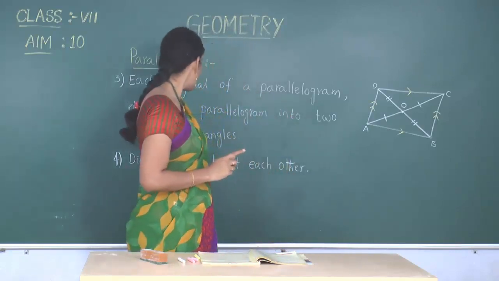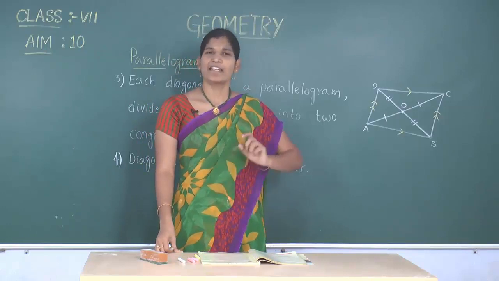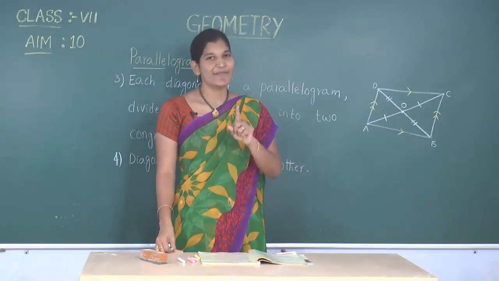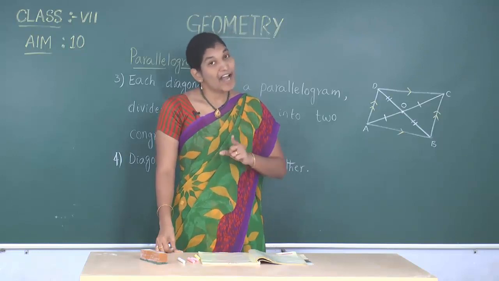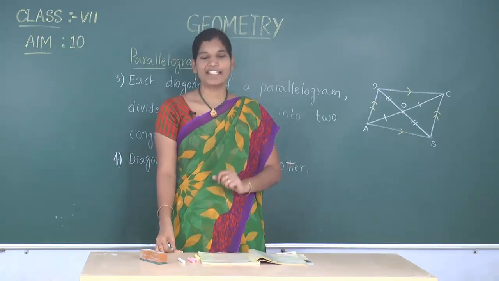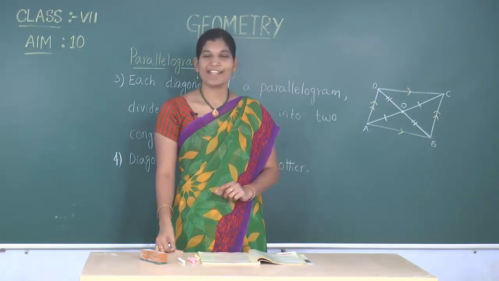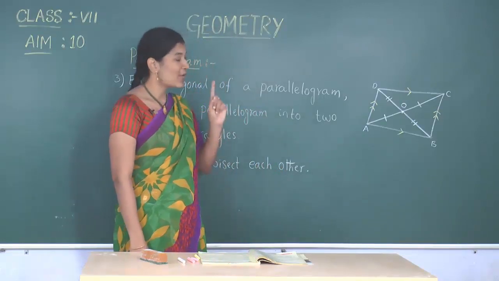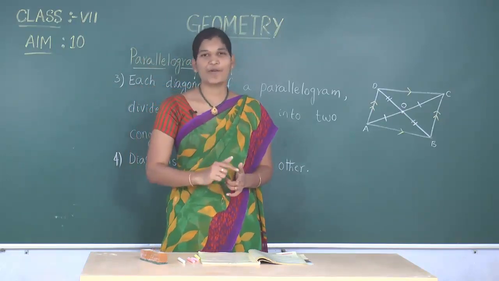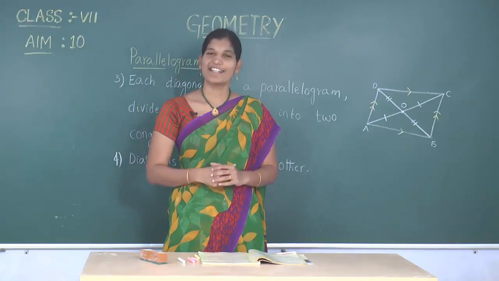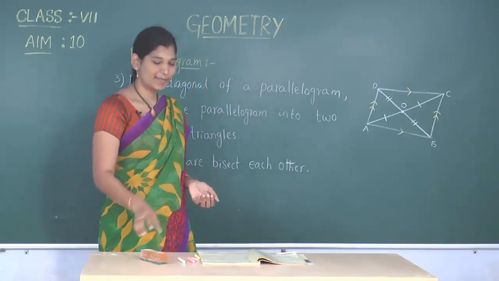And now let me tell you one more property, that is the fifth one. In any quadrilateral, if one pair of opposite sides are parallel and equal, then we can say it is a parallelogram. Let me repeat the fifth property. In a quadrilateral, if one pair of opposite sides are parallel and also equal, then we can say it is a parallelogram.